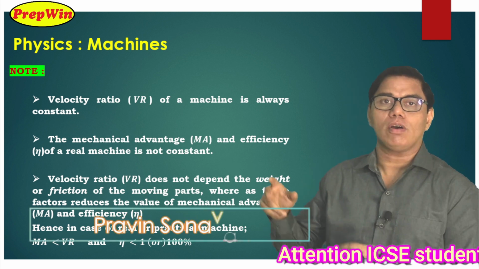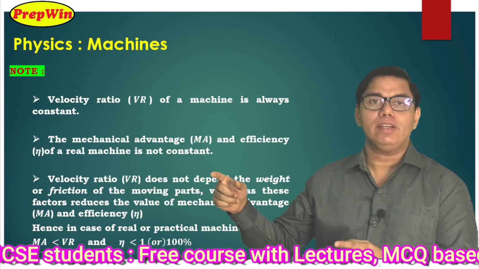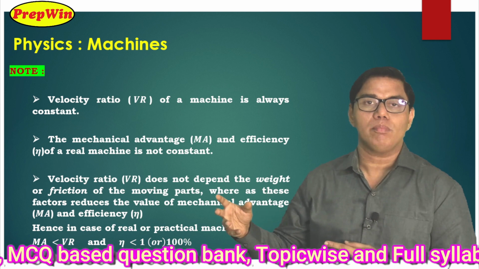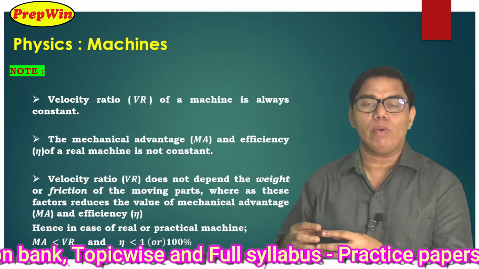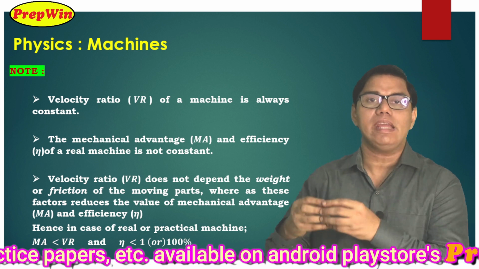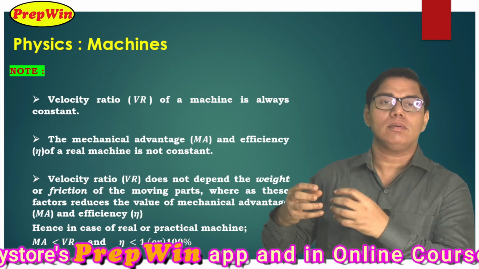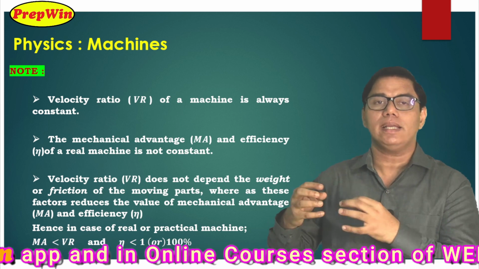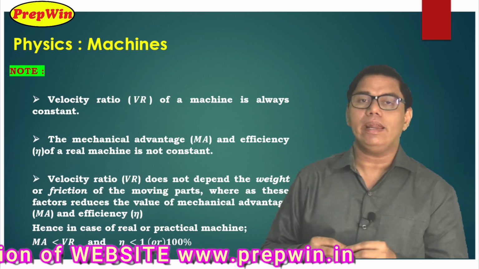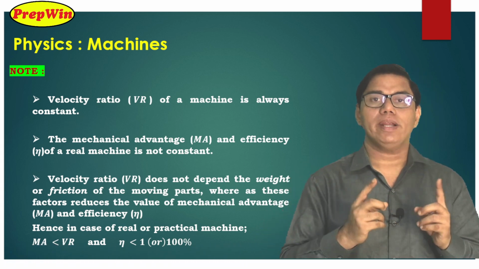The displacements of the load arm and the effort arm will always remain the same, but mechanical advantage and efficiency will go down if there is any wear and tear in the machine. When your pair of scissors is absolutely new, you will see that it is working very efficiently. But as the parts become loose, they tend to lose their mechanical advantage and efficiency. So mechanical advantage is always less than velocity ratio and efficiency is always less than 1, or 100%. Please keep these 3 points in your mind.